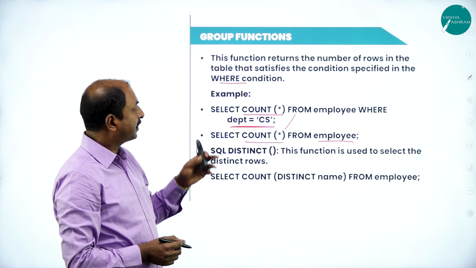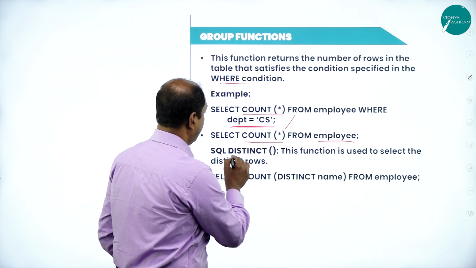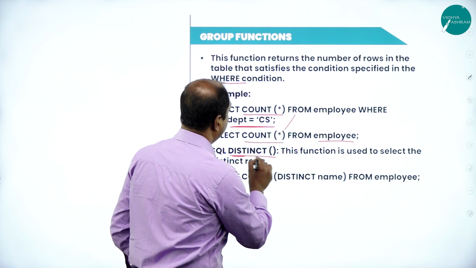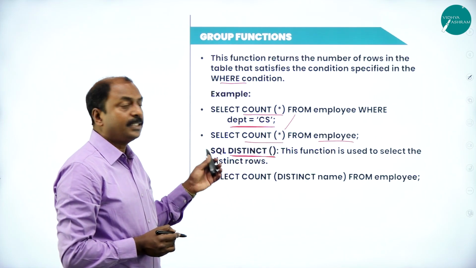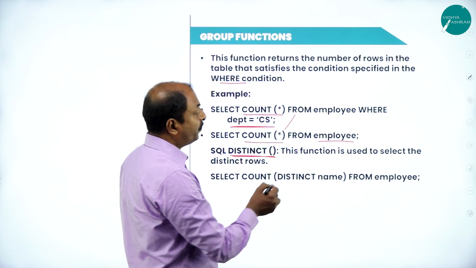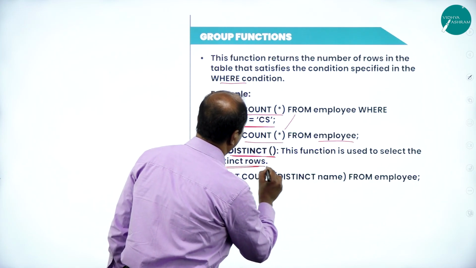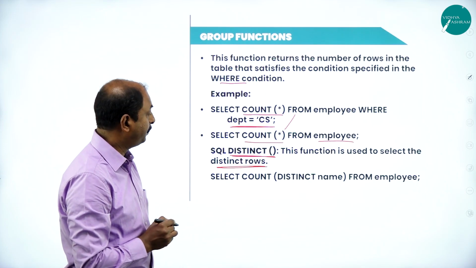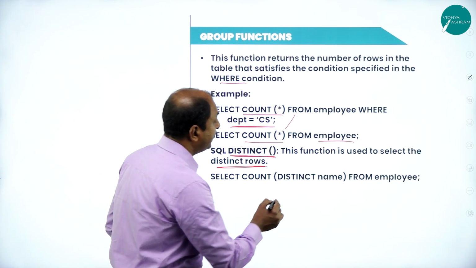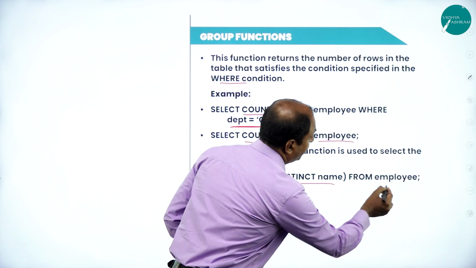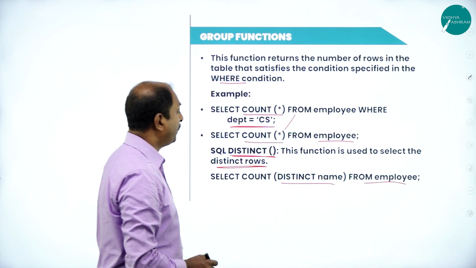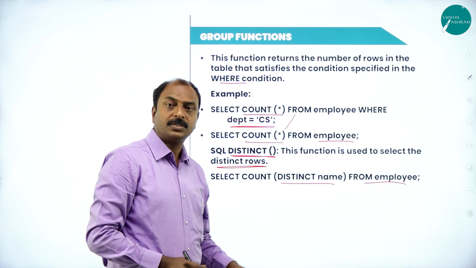Another function is the DISTINCT function. So what is this DISTINCT function? This function is used to select distinct rows, meaning the unique rows in a table. For example, SELECT COUNT(DISTINCT name) FROM employee. So it is going to display the unique records in a table.